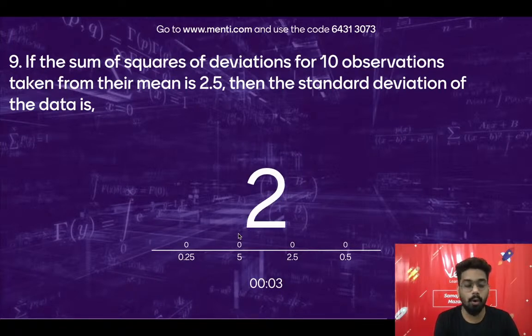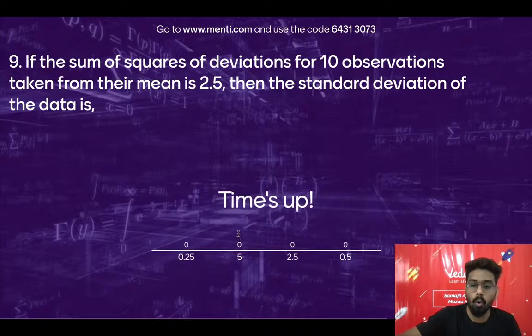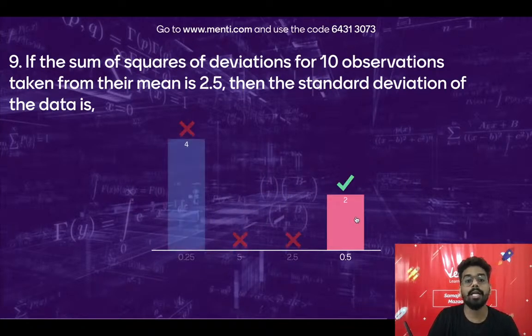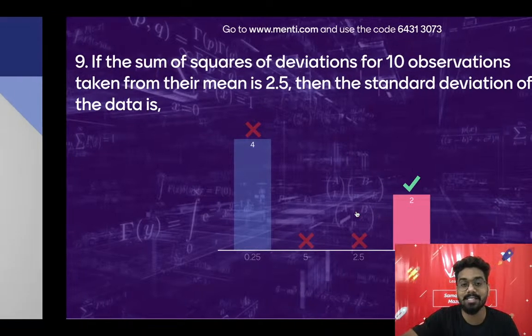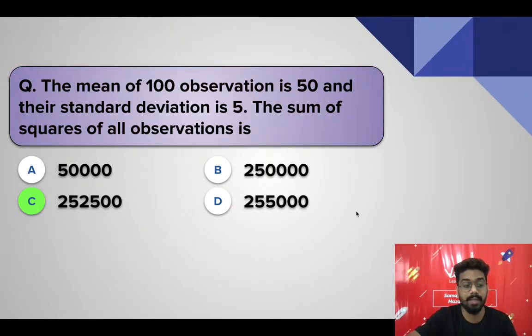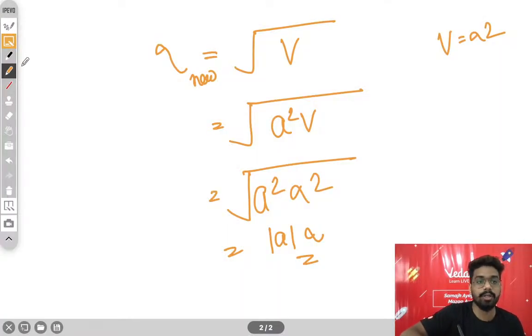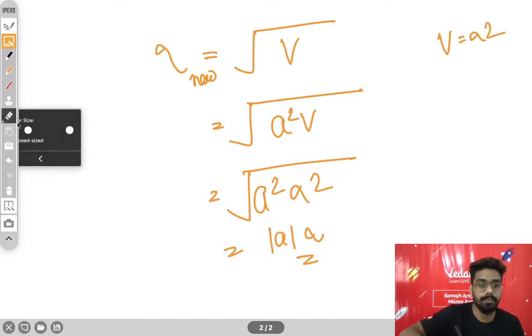Last 5, 4, 3, 2, 1. Time is up. How many people? 4 people have given the answer. It's a good question. And before I explain this question, I wanted you to know about this. Just a minute.